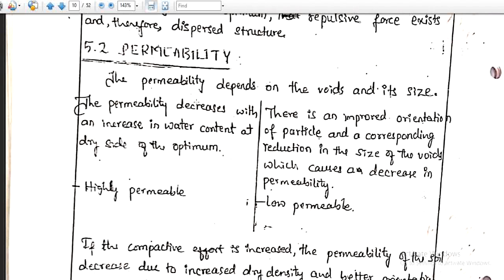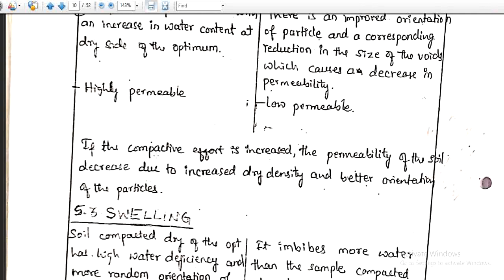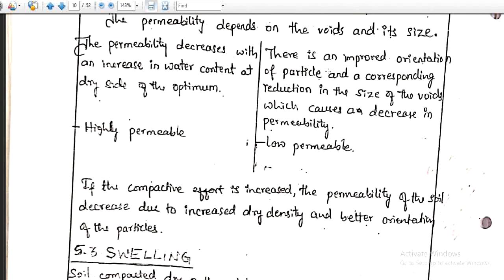Next, permeability. In case of dry of optimum, the permeability decreases with increase in water content. In wet of optimum, the improved orientation of particles and corresponding reduction in size of voids cause a decrease in permeability. So in dry of optimum, permeability decreases, and even in wet of optimum, permeability decreases. But in case of dry of optimum, the permeability is high compared to wet of optimum. Next, if compaction effort is increased, the permeability of soil decreases due to increase in dry density and better orientation of particles in case of wet of optimum.